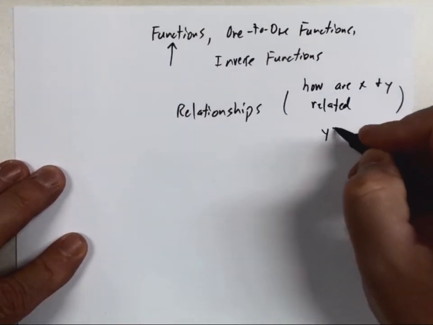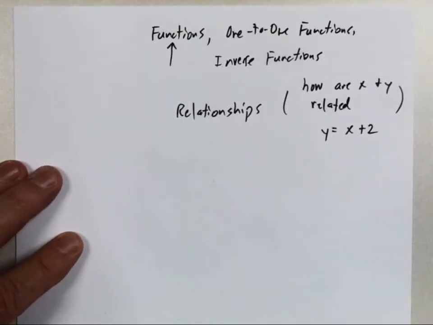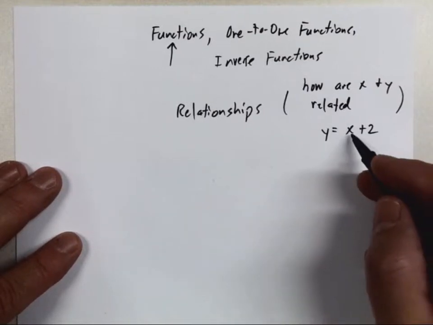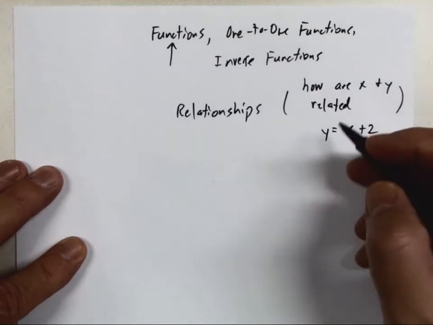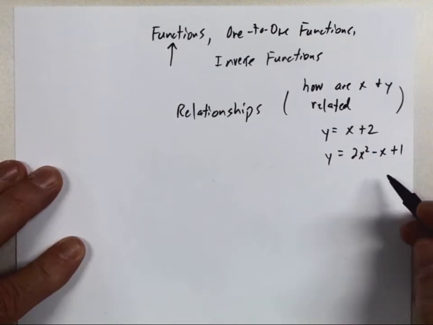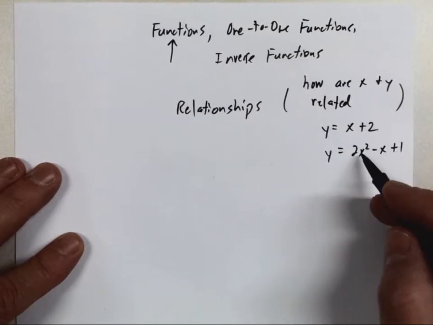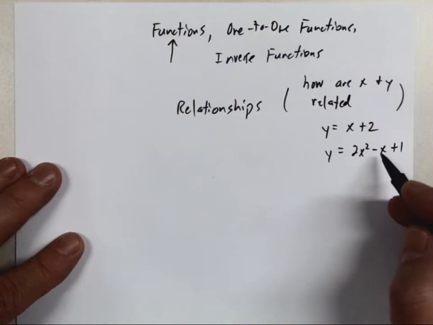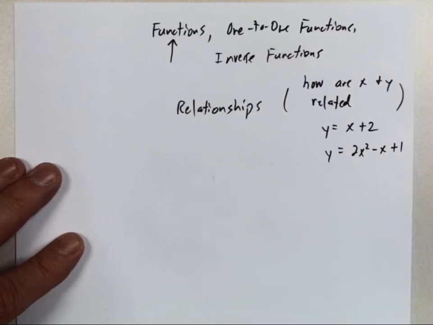Very simply, so here's an equation. This describes how x and y are related. In other words, you choose a number for x, and you add 2, and you get y. Here's another relationship. y equals 2x squared minus x plus 1. You plug in a number, square it, multiply it by 2, then you subtract the number, then you add 1, you do all that, and you get y.